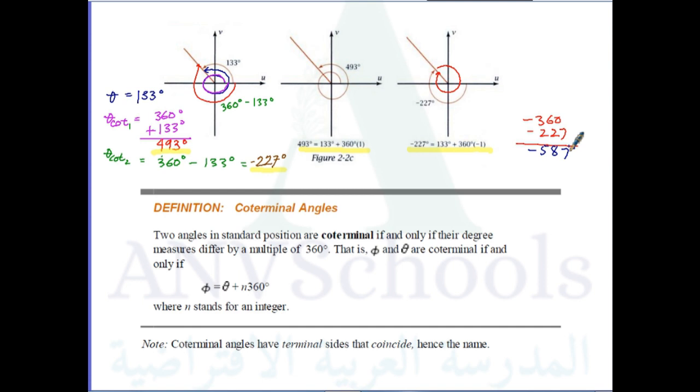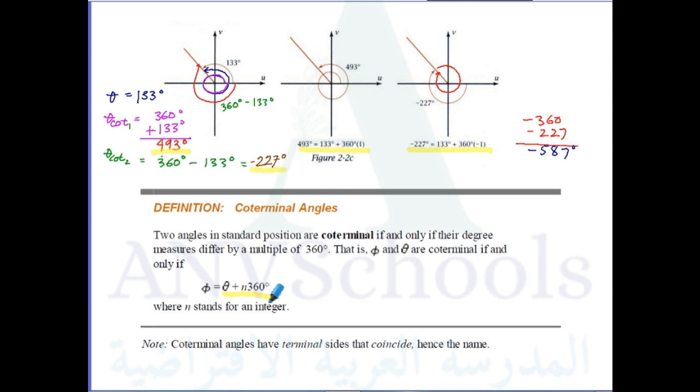So what is the definition of coterminal angles? Coterminal angles are two angles in standard position if and only if their degree measures differ by a multiple of 360 degrees. So take note, we always have 360 degrees there.